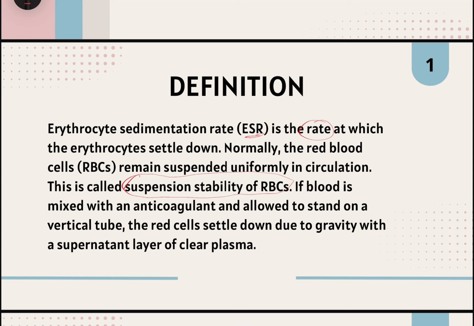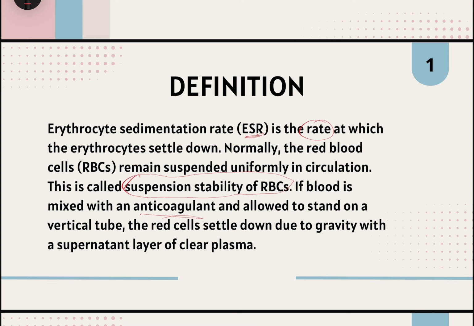Then if blood is mixed with an anticoagulant and allowed to stand in a vertical tube, the red cells settle down due to gravity, with a supernatant layer of clear plasma. Now why the anticoagulant? Because if the blood is coagulated, then definitely we won't be able to observe the settling down of the RBCs, which is the main aim. That is why we are using an anticoagulant.